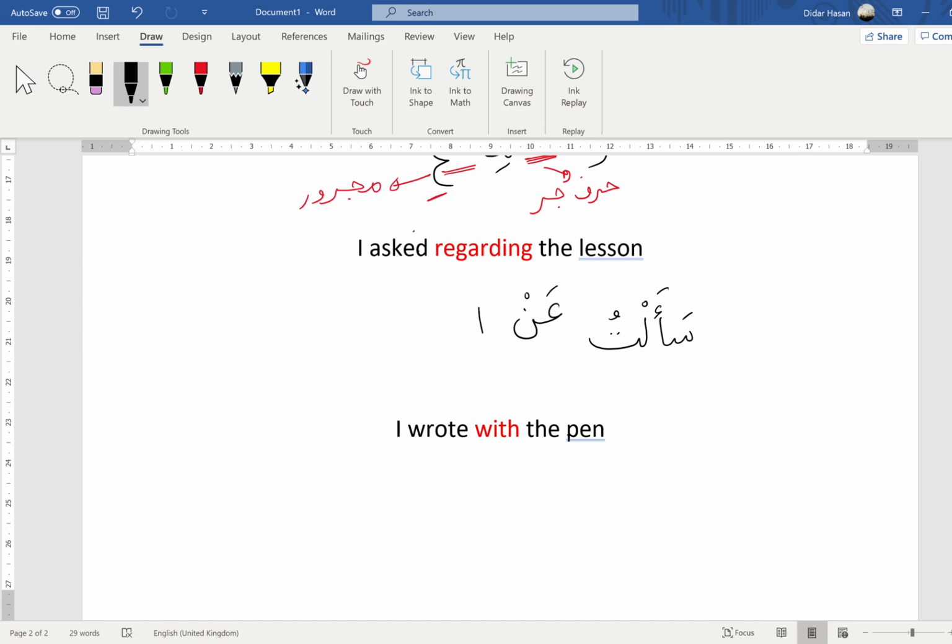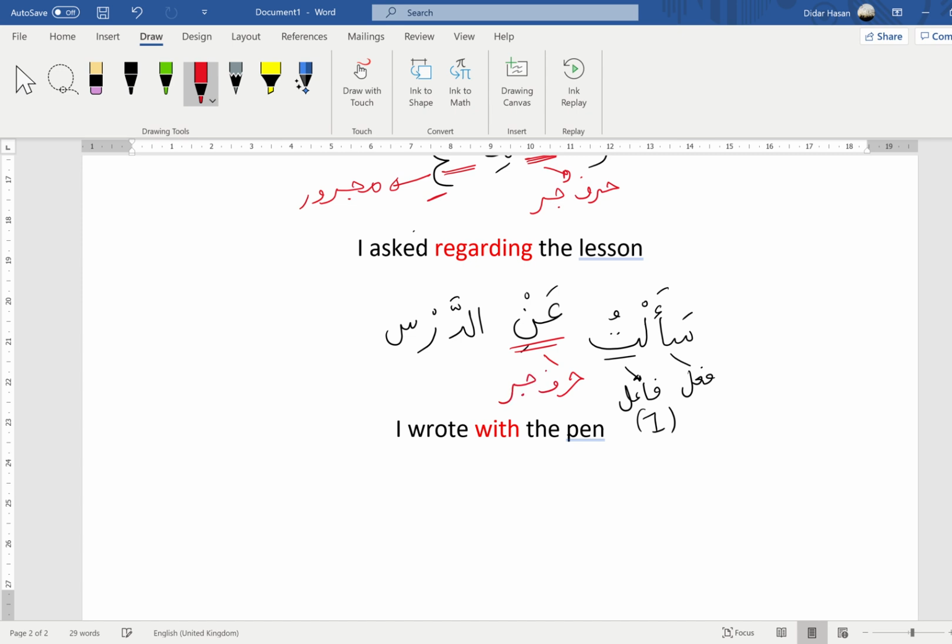Now the lesson is ad-dars. Sa'altu an ad-dars. Or if you join it, you can say an ad-dars by giving it a kasra. So that's fine as well. Okay, so let's look at this now. So sa'altu is the verb. So this is the fi'l, and the tu we can say is the fa'il. So I. And here harfu jar is the an. So this is what we're looking for.